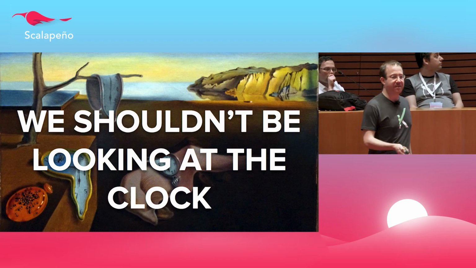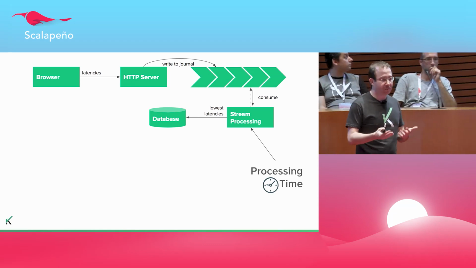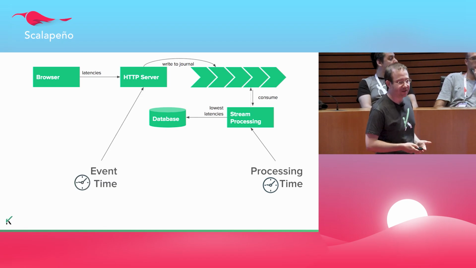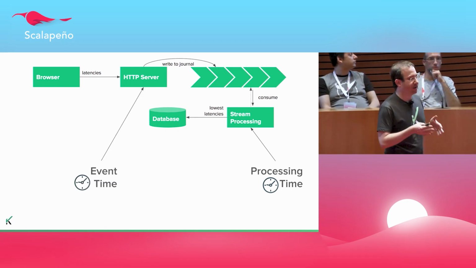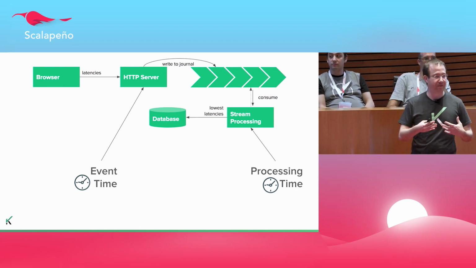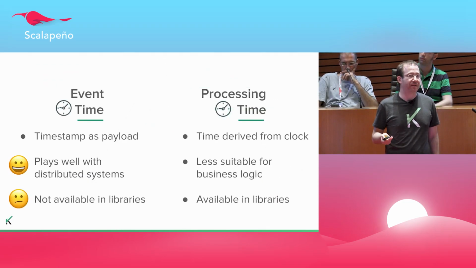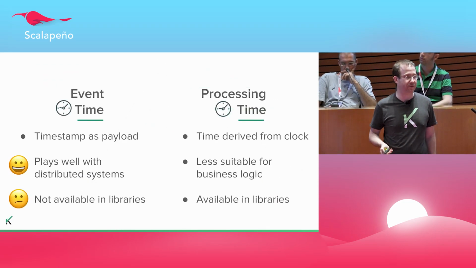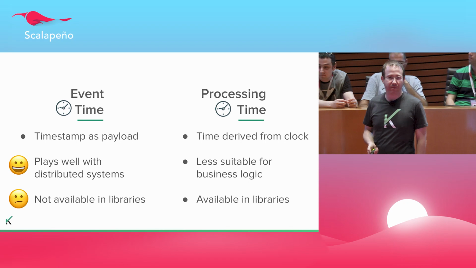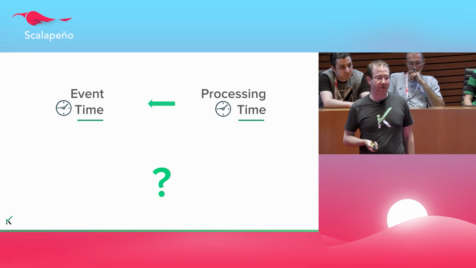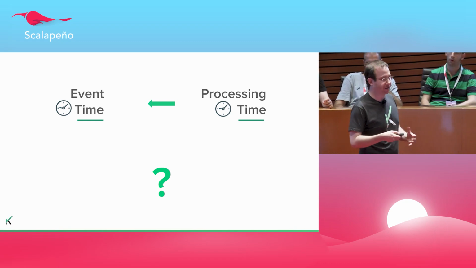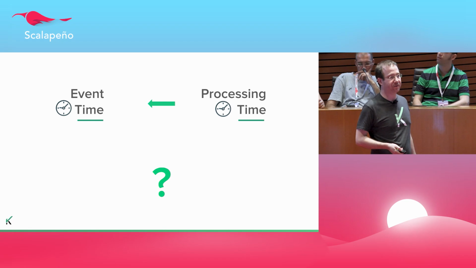Not in this case. Our alternative to processing time, the obvious alternative, is to look at event time. The time at which the event actually occurred, modeled as part of the data of the event. The notion of event time is simply not available in any of the streaming libraries available in Scala today. We only have processing time there. So how do we get from having processing time related combinators in the streaming library to event time?